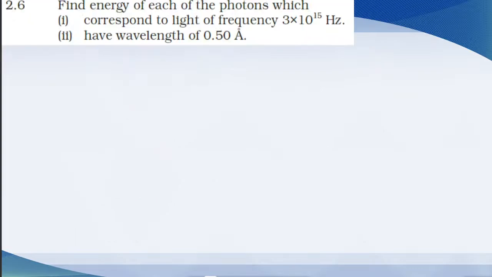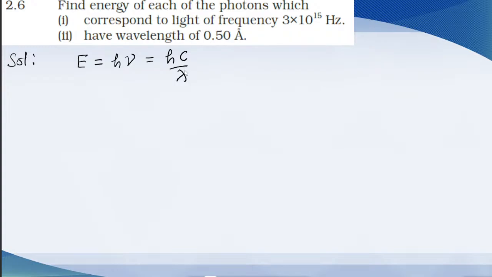Question 2.6: find the energy of each of the photons which correspond to light of frequency 3 into 10 raised to power 15 hertz and have wavelength of 0.50 angstrom. First of all, just write the formula. Here we have to use Planck's quantum theory. Energy of each photon is equal to h nu, or it is equal to hc over lambda. So everything is with us.